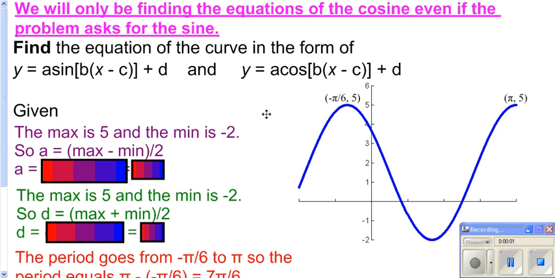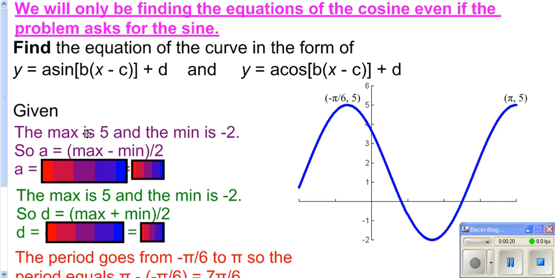Okay, now here we're going to be working backwards. We're going to be starting with our graph, working backwards to find the A, B, C, and D. In all these, you want to always find your cosine, even if the problem's asking for your sine. It's a lot easier to find the value of C.